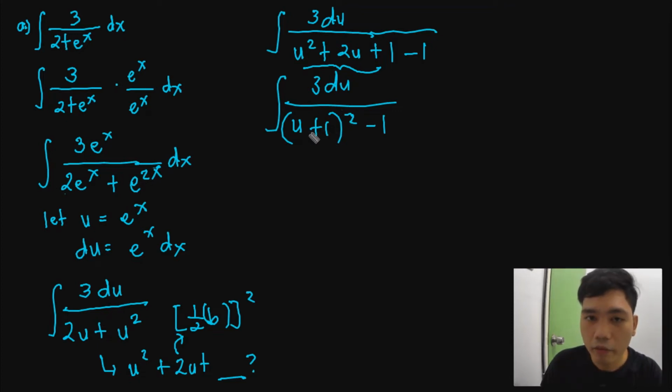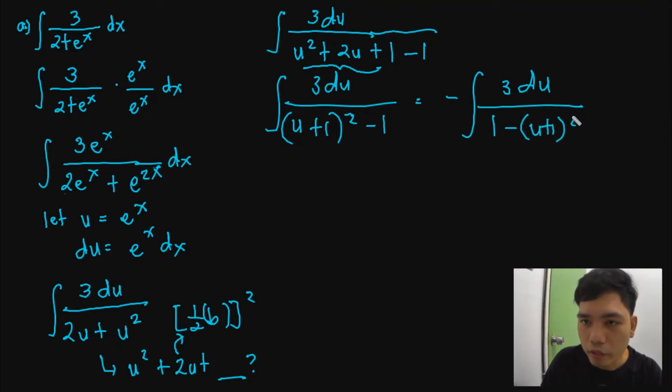Alam naman natin na yung gantong form is something like yung variable squared minus constant squared. And we can rewrite this in terms of negative, the integral of 3 du divided by 1 minus (u plus 1) squared, which will give us yung form na a squared minus x squared dun sa ating denominator. So with this, we can now take the fitting integrand for this. So this becomes the 1 over a. So yung a natin dito is this 1, positive 1. So that is 1 over 1.